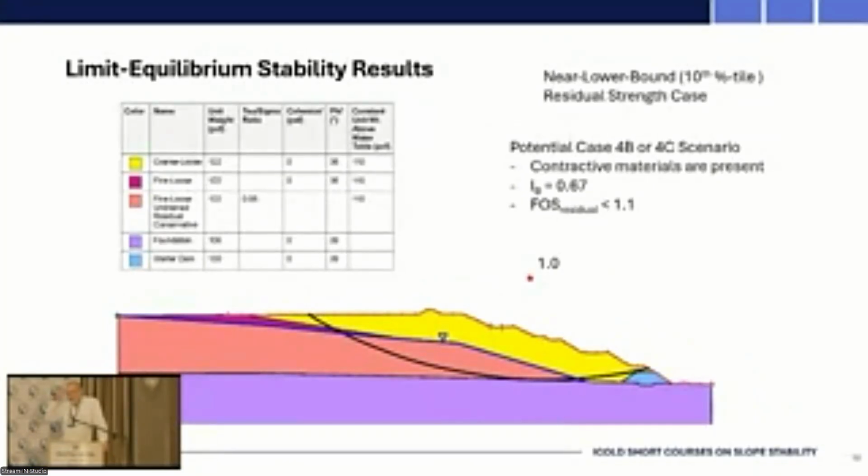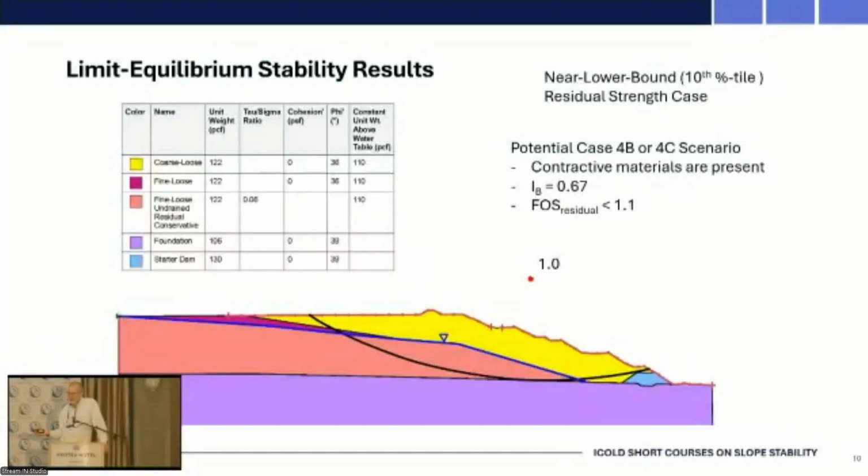Now, if we used a 10th percentile, or what I would call a near lower bound value, we do get a different result. So we're less than 1.1, we're right at 1. So this is either a potential case 4B or case 4C, depending on what the downstream consequence is. In our case history here, it's extreme consequence, so it's a case 4C. So it really is one of those very difficult situations that you find yourself in sometimes, trying to decide what's the right course of action to take here.